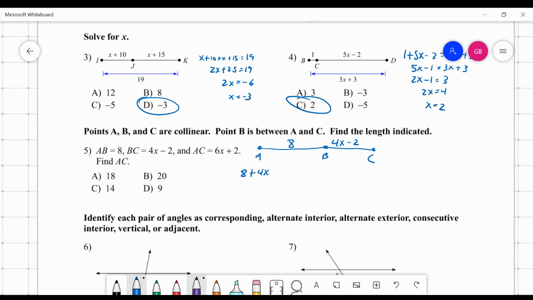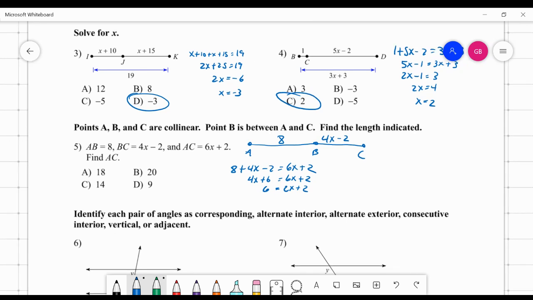So 8 plus 4x minus 2 is equal to 6x plus 2. So 4x plus 6 is equal to 6x plus 2. Subtract 4x from both sides. Subtract 2 from both sides. And divide by 2. So x is equal to 2. And we want to find AC. So AC is 6 times 2 plus 2, which is 12 plus 2, which is 14.